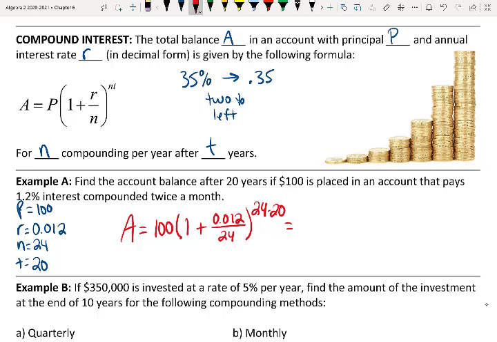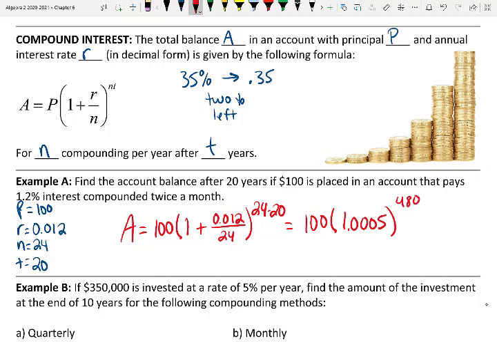So here, the way that I would do this, I do these first two steps just kind of separately, just to make sure I do them. So inside my parentheses, I'm going to simplify this. 0.012 divided by 24 ends up giving me 0.0005, and then I add 1 to it. So my parentheses simplifies down to 1.0005. And then my exponent, my 24 times my 20, gives me 480.